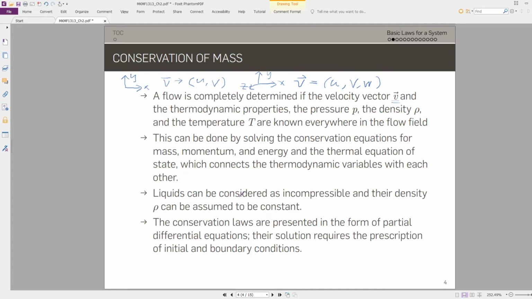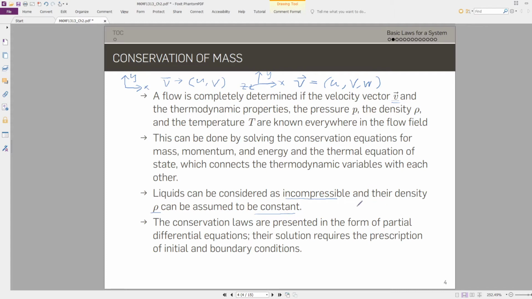And a fluid can be considered as incompressible. So fluids can be categorized into two, compressible and incompressible. Incompressible is the condition where the density of the air everywhere in the fluid, or in the control volume that we are going to consider, can be assumed to be a constant value.